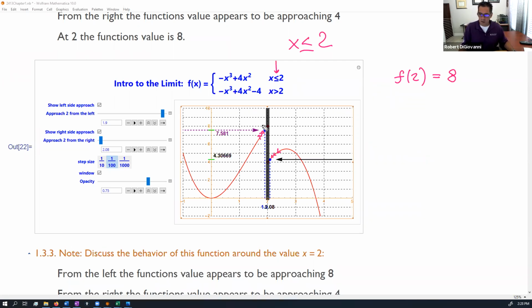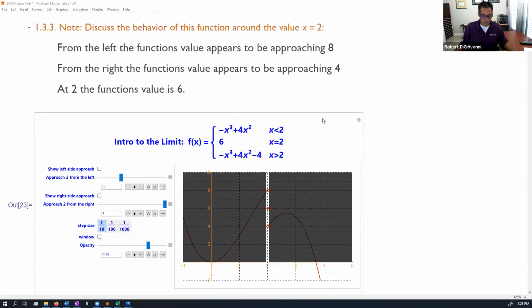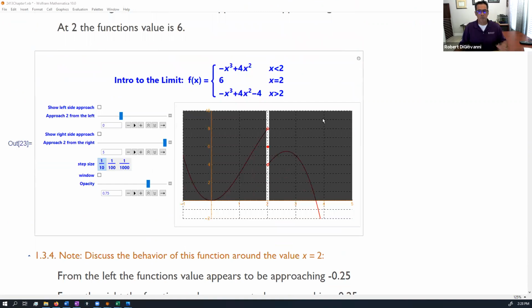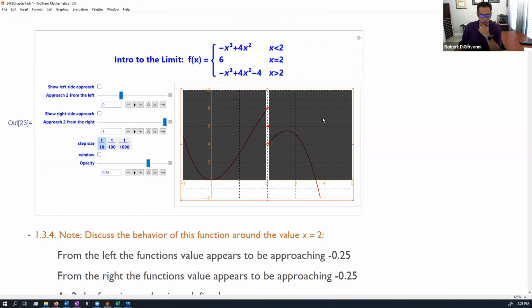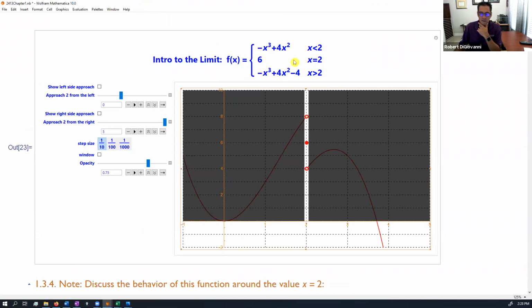Any questions? Let's look at another one. See if we can do this one without actually plugging anything into the function. Let's just look at it.